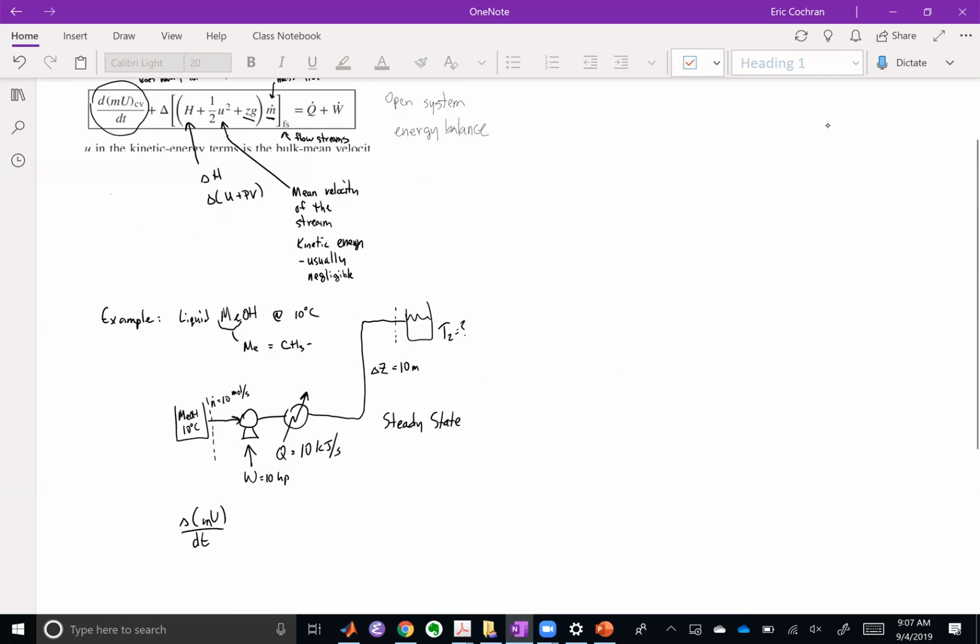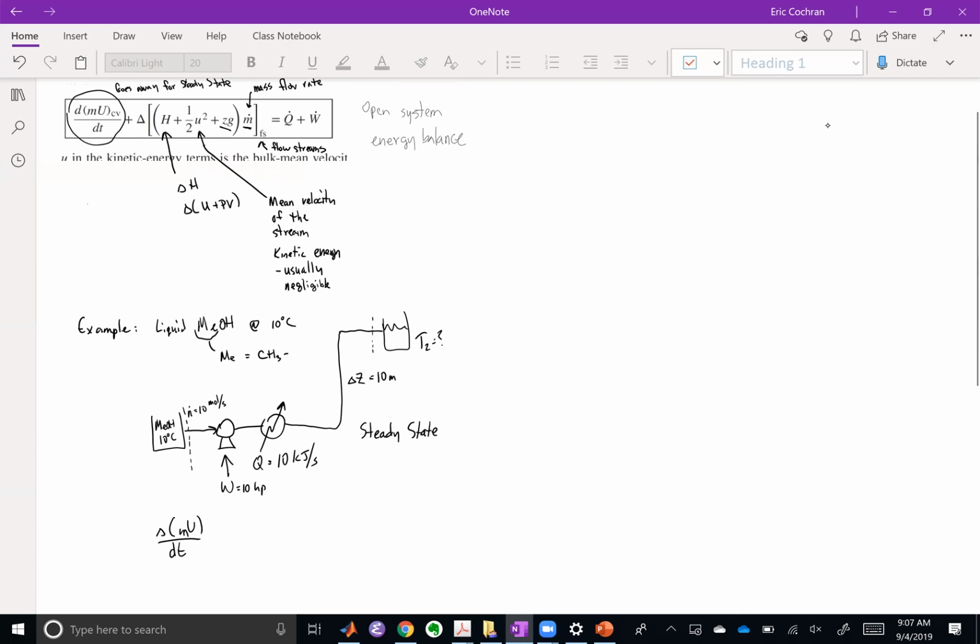So I'm going to have my internal energy term. I'm going to have a big delta term, and that is going to have an m dot h in it. We're going to have an m dot over 2 u squared and an m dot z g, equal to the rate of heat input plus the rate of work input.